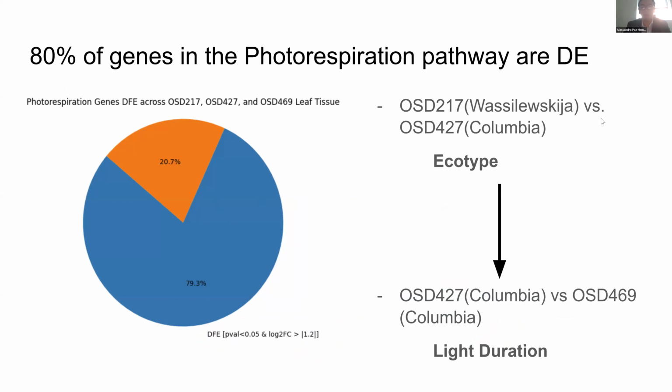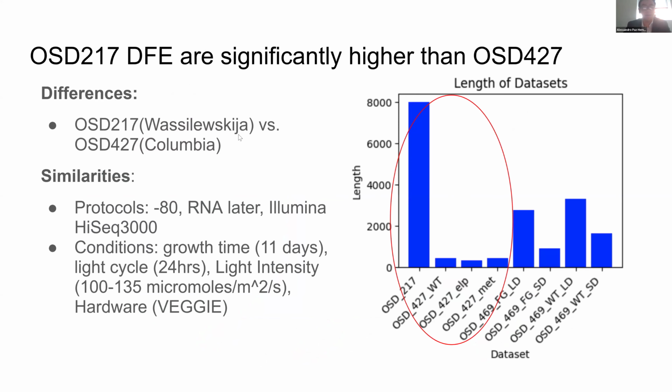And so some insights and some comparisons that we want to show you are ecotype dependent and light dependent. So specifically in the ecotype dependent, OSD 217 and 427, run both by the same group at the University of Florida and have the same protocols and same conditions. And the only difference is the ecotype. However, there seems to be a really large difference, almost 40 times difference in the genes that are differentially expressed. So we want to look into that further.